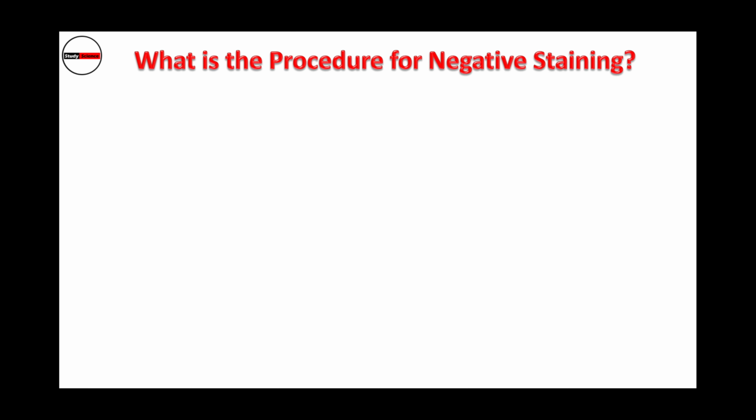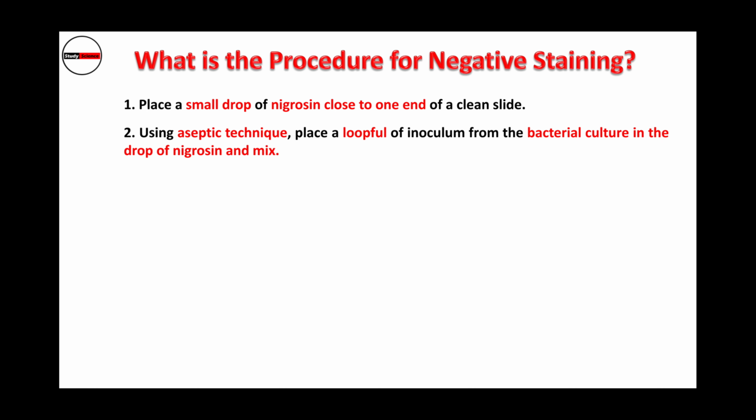What is the procedure for negative staining? Place a small drop of nigrosin close to one end of a clean slide. In other staining techniques, we studied that we have to fix the smear first and then add a stain, but in this case we are adding a small drop of stain, that is nigrosin, on the slide at one end. Then using aseptic technique, place a loopful of inoculum from the bacterial suspension or bacterial culture into the drop of nigrosin and mix it.